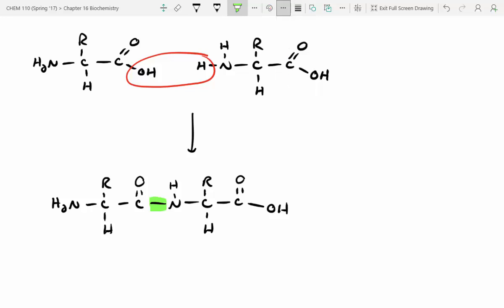And this bond has a very particular name. Does anybody know what this is called? It's a peptide bond. So polypeptides, you can think of a peptide bond linking together amino acids.